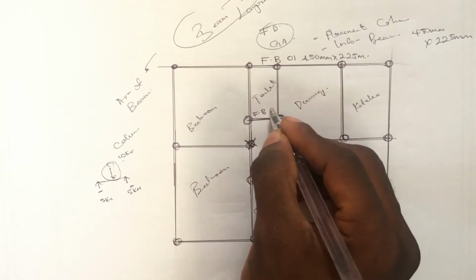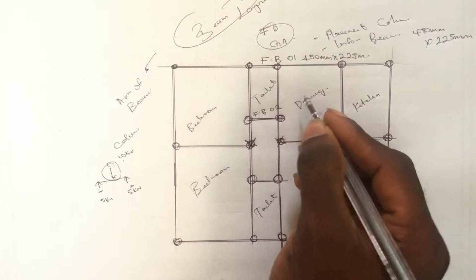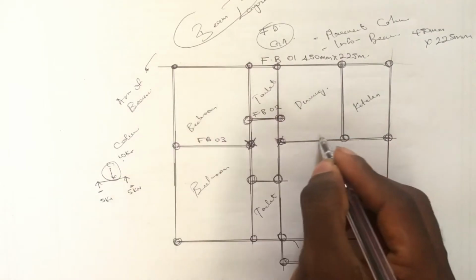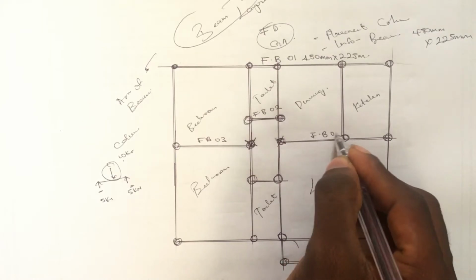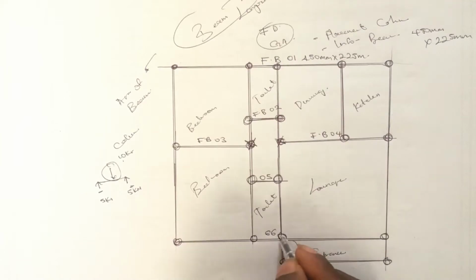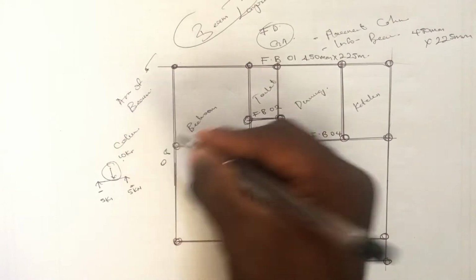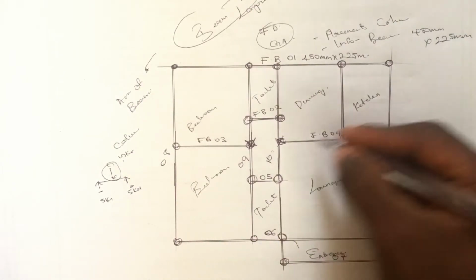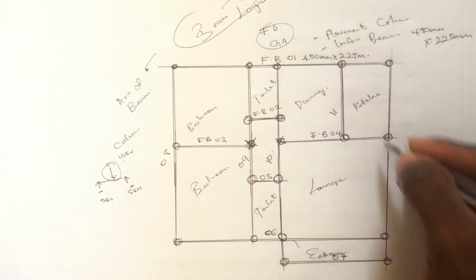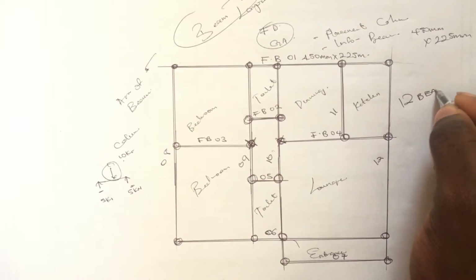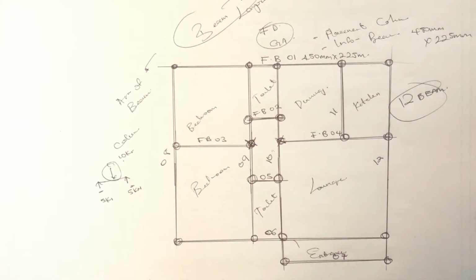if we're putting a beam here, we come here and write the same thing, floor beam 02, then 450 by 225, then floor beam 03, floor beam 04, so this will be 05, this will be 06, this will be 07, this will be 08, this will be 09, this 10, this will be 11 and 12. That means we have 12 beams on this drawing.